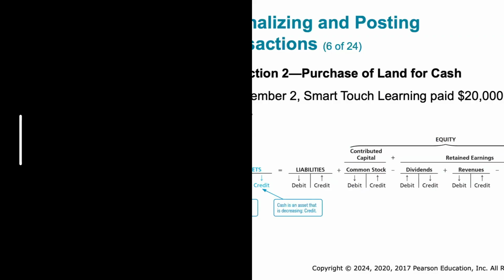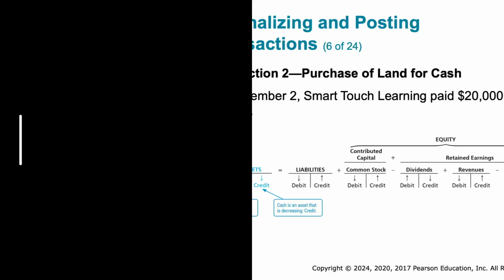Transaction number 2. First thing we're going to figure out is what we're going to do here. Purchase of land for cash. On November 2nd, Smart Touch Learning paid $20,000 cash for land. What accounts are going to be affected in this? So we have cash, right? We pay cash, and the other account is going to be land, right?